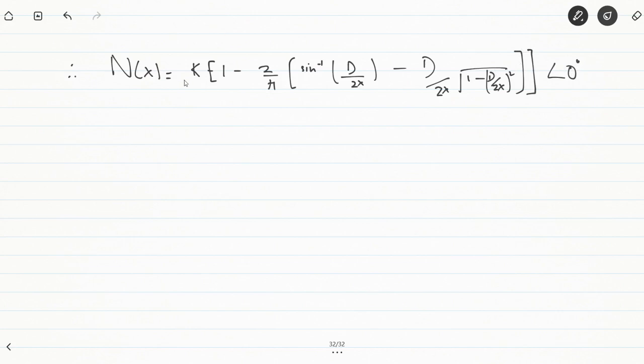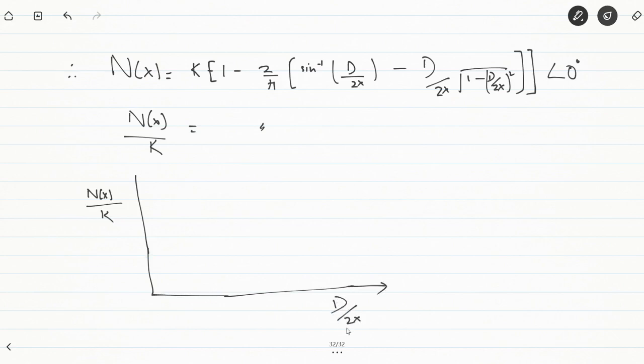Fine. So if we take k to this side, we can find N(X) divided by k equal to this, and therefore we can plot N(X) divided by k with respect to d by 2X. So once you plot this, you'll find this will be equal to a straight line with an initial value of 1 on the y-axis and the final value of 1 on the x-axis.